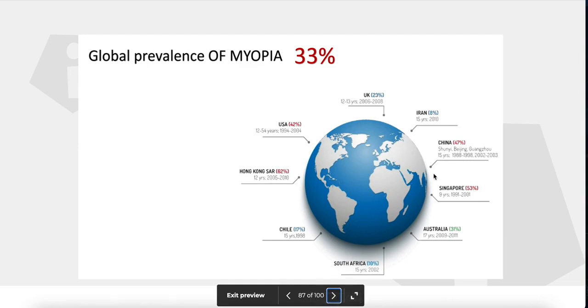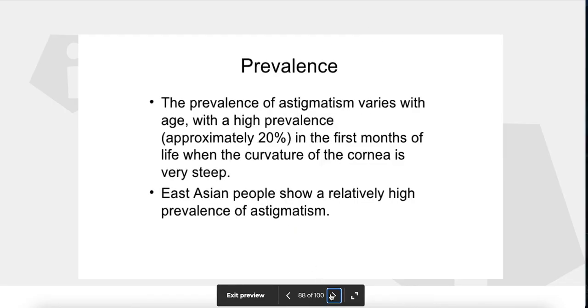It is more common in the eastern part of the world, more in China and Singapore, while the prevalence of astigmatism is about 20%, and it differs according to age, being highest in the first months of life, as the curvature of the cornea is very steep, while again the Asian population shows relatively high prevalence of astigmatism.